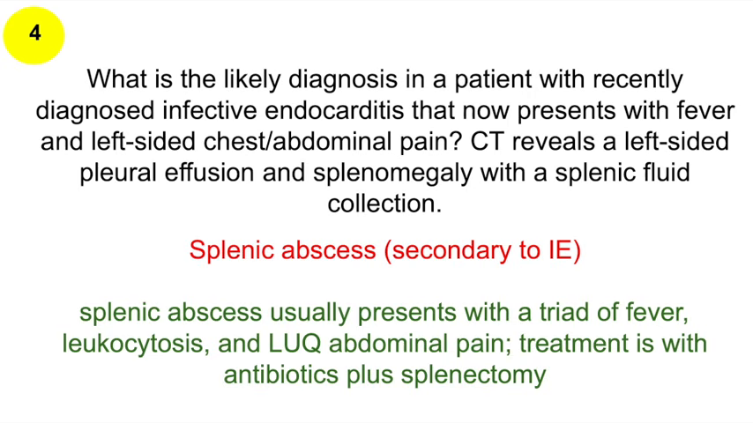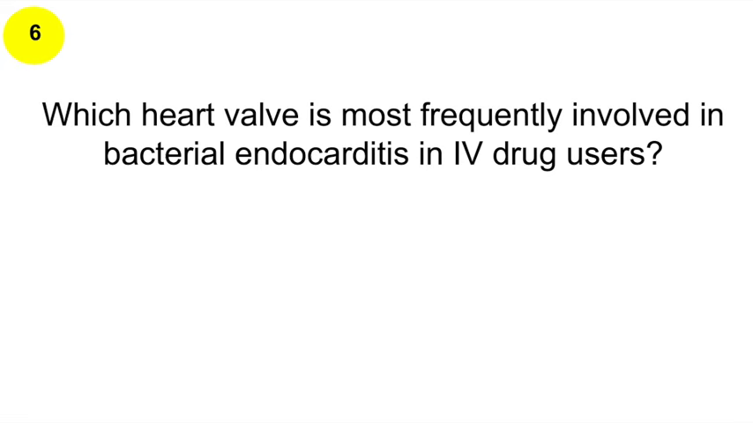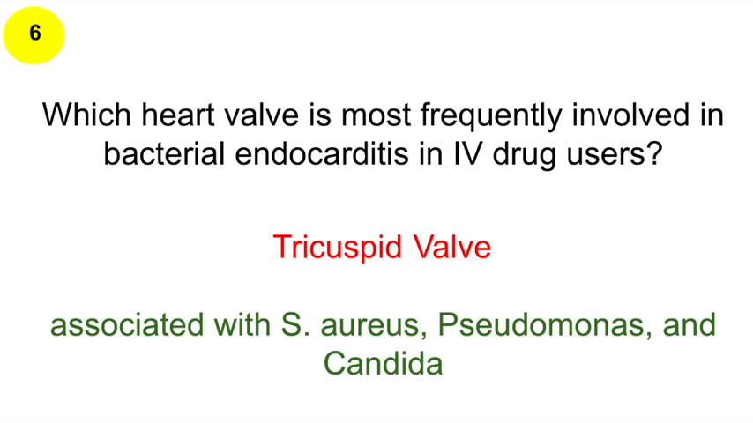Which heart valve is most frequently involved in bacterial endocarditis? The mitral valve. Which heart valve is most frequently involved in bacterial endocarditis in IV drug users? The tricuspid valve. And recall that this is associated with organisms such as Staph aureus, Pseudomonas, and Candida.